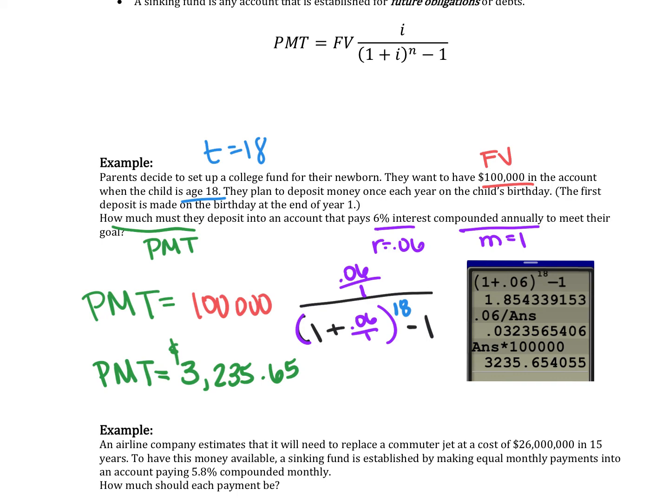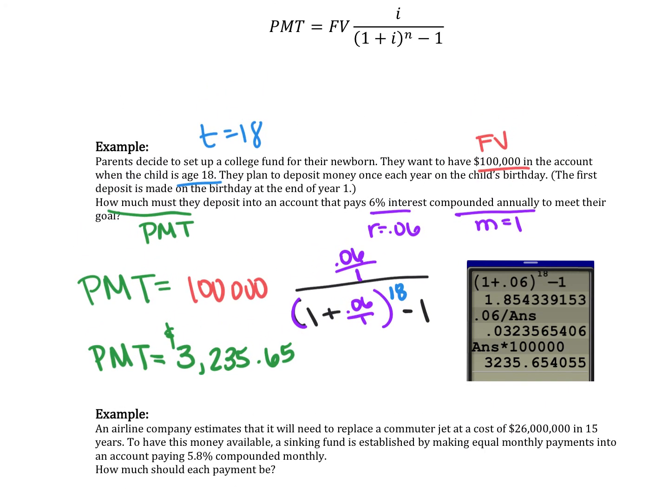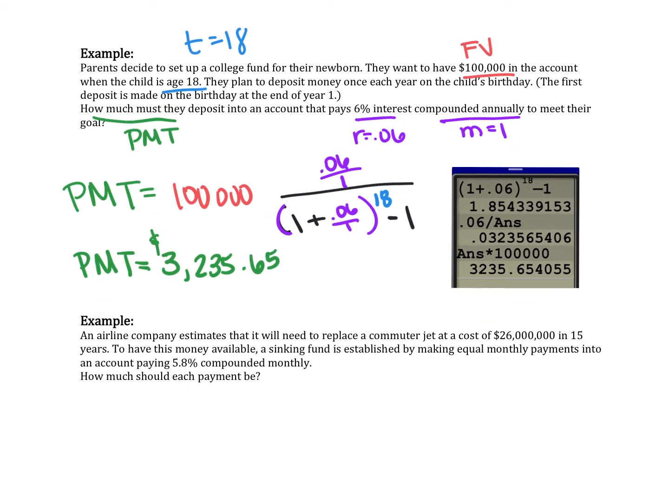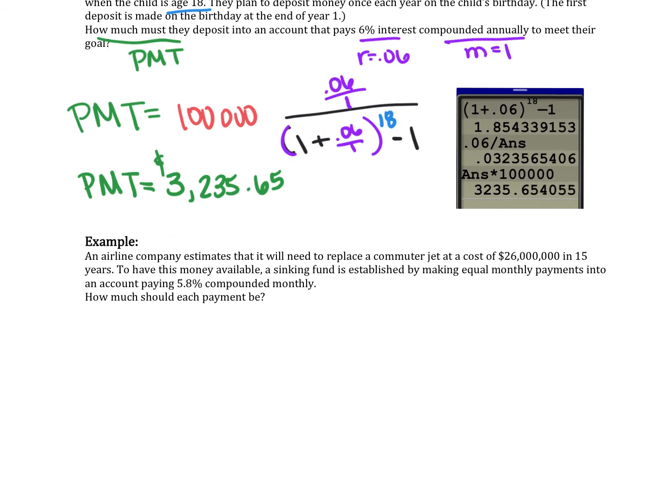So let's look at another one. This one says an airline company estimates that it will need to replace a commuter jet at a cost of $26 million. So it has to pay this $26 million in 15 years. So this is your future value, and your T here is equal to 15.